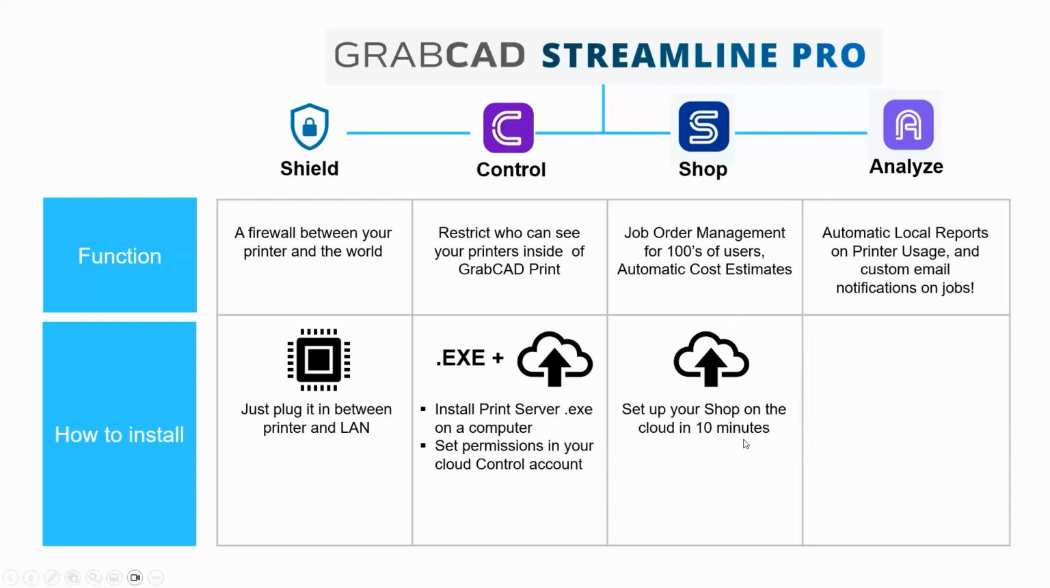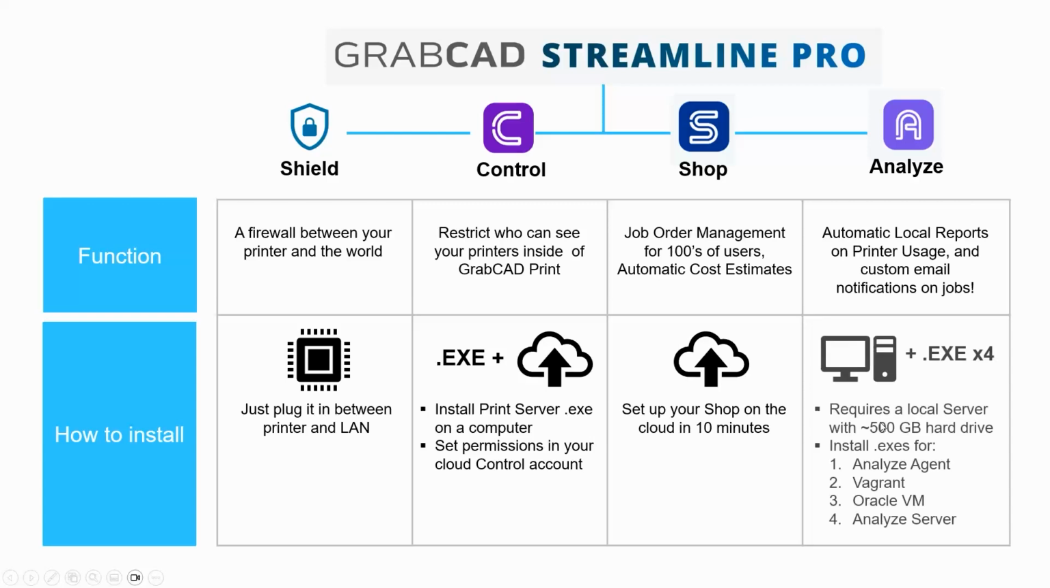And Analyze is the most local of all the 4 components. It's for automatic local usage reports, material reports, how much you're printing, also custom local email notifications. So what you need in this case to install is a server and you have 4 EXEs. The server has to be kind of large to store all that data, so usually this requires help from your IT department. And then you have installed 4 EXEs for these components. We'll talk about this in its own lesson.